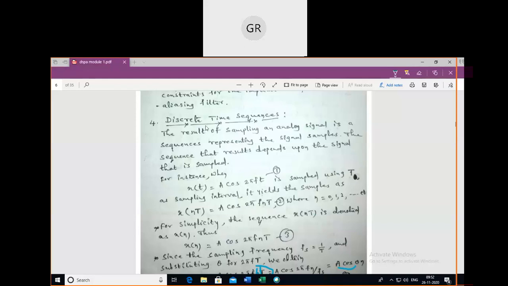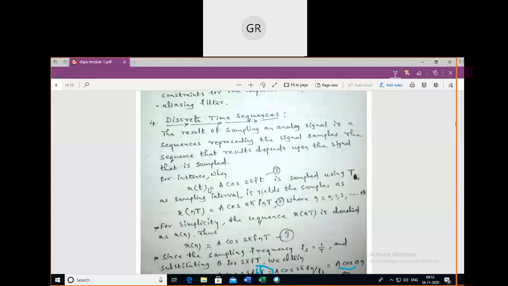Here, discrete time sequences. The result of sampling an analog signal is a sequence representing the signal samples. Here the input signal is in the form of an analog signal that can be sampled. The sample output we call a sample. The sequence that results depends upon the signal that is sampled.